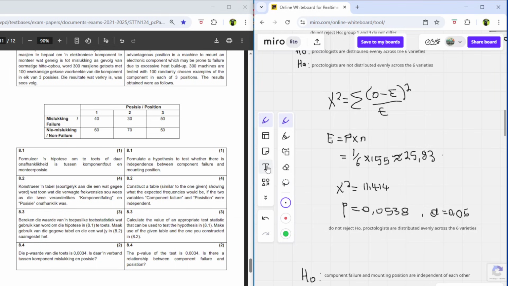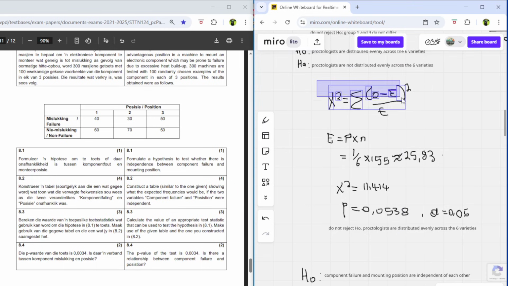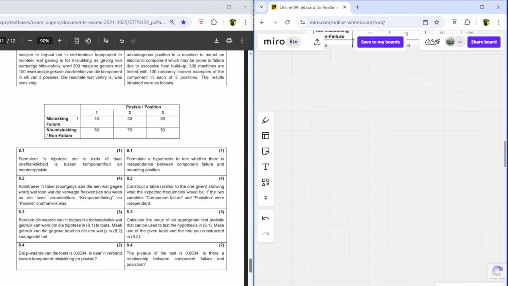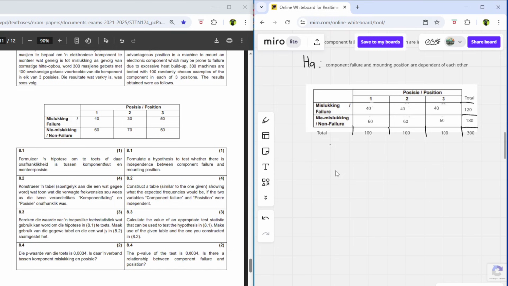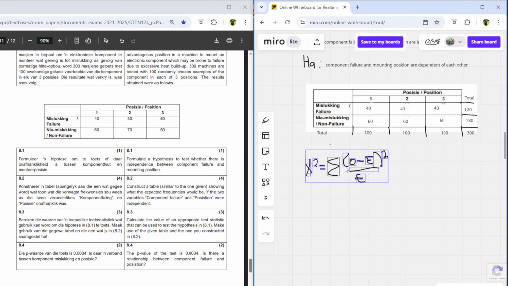The formula that they want us to use, they actually want us to use this formula. Control C. Let's go down. Control V. This is the formula that they want us to use. And then we have the observed, we have the expected.